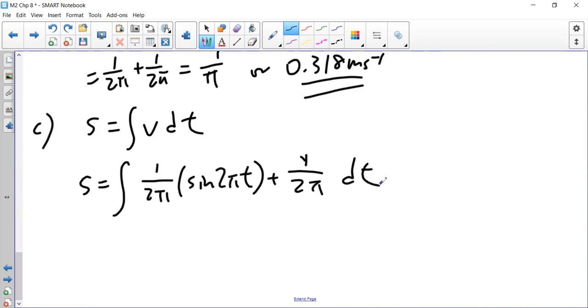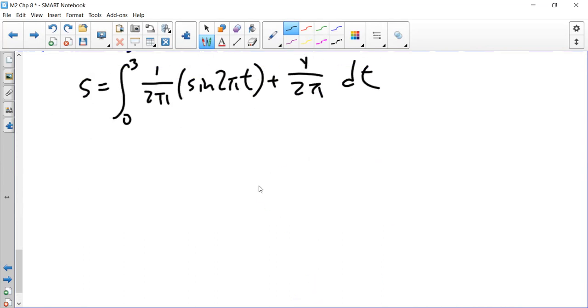Well, I want to find a distance from the first 3 seconds, so I'm going to put a limit from 0 to 3. Right? So how do we integrate that? Well, you can integrate this with a calculator because we've got a range, but you also need to show how to work it out as well, for marks. So you can use a calculator to double check your answer by putting the full thing in there. But if you want to integrate separately, 1 over 2 pi is just 1 over 2 pi. So integrate sine 2 pi t will be times 1 over 2 pi. Integrate sine is negative cos, so it's negative cos 2 pi t.